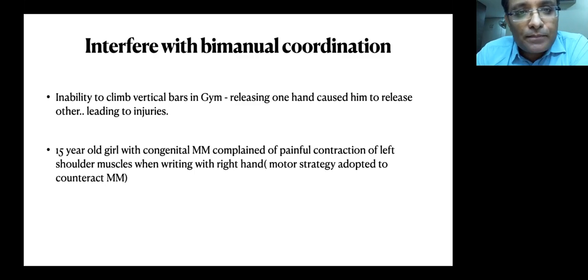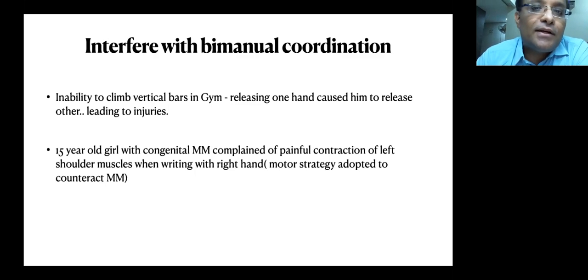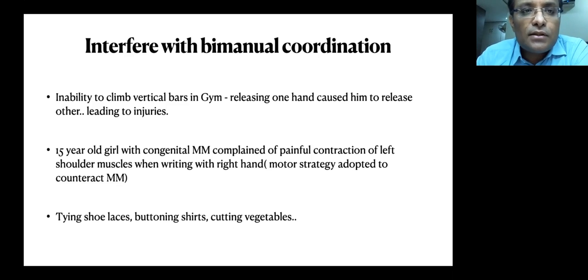There was one other case where a 15-year-old girl with congenital mirror movements used to complain of painful contraction of the left shoulder muscle whenever she used to write with the right hand. Now, again, it is very strange, but it is basically a motor strategy adopted by that individual to counteract the mirror movements on the opposite side. So again, a very peculiar situation. The pain in the shoulder on the opposite side while writing with the other hand. And obviously, the day-to-day activities such as tying shoelaces, buttoning shirts, cutting vegetables can become very difficult in presence of these mirror movements.